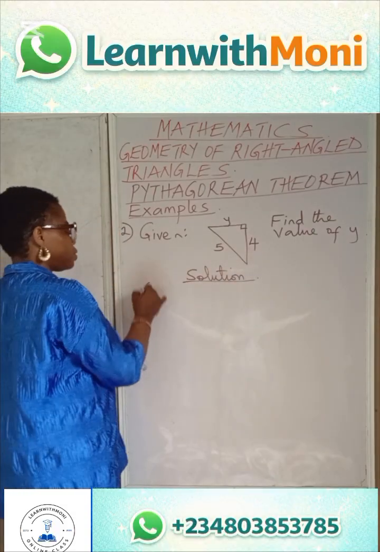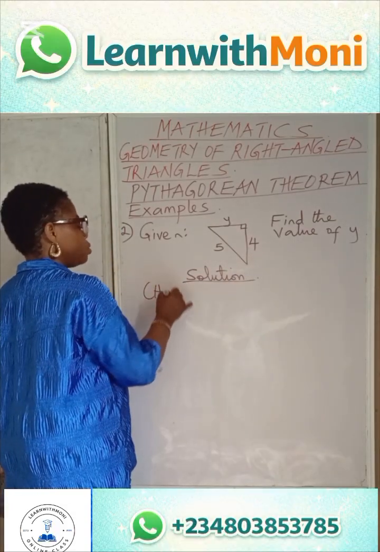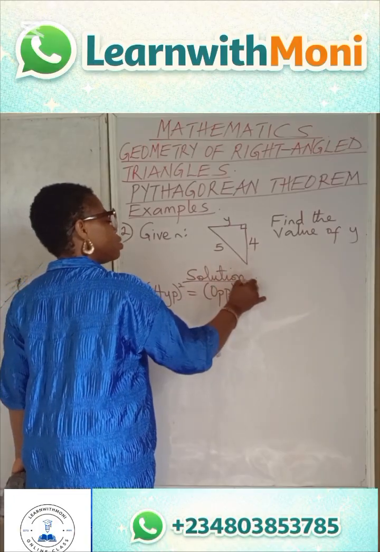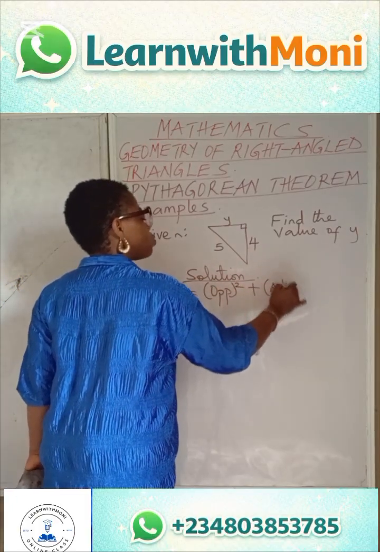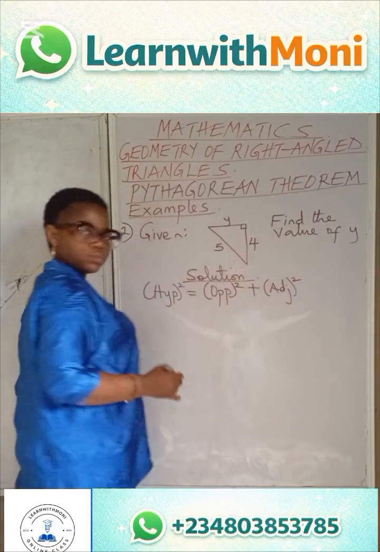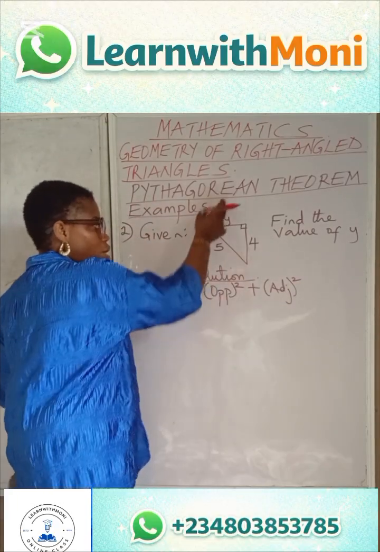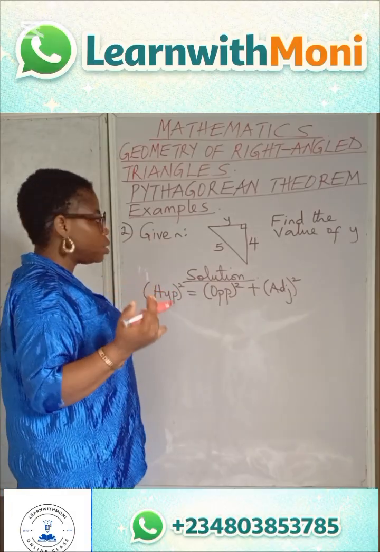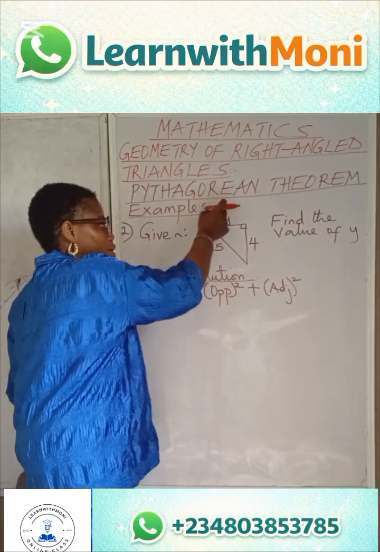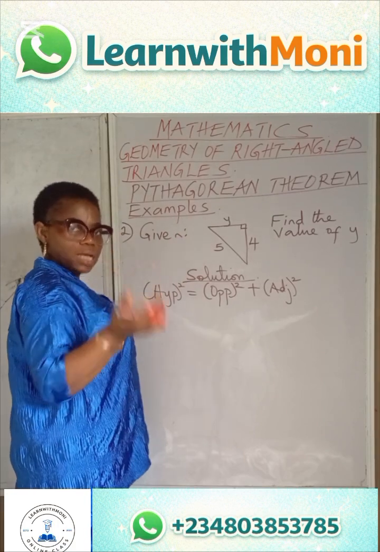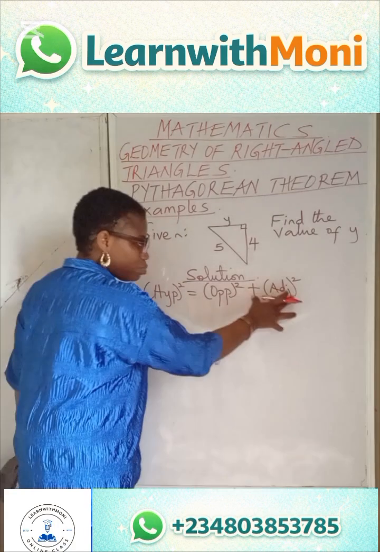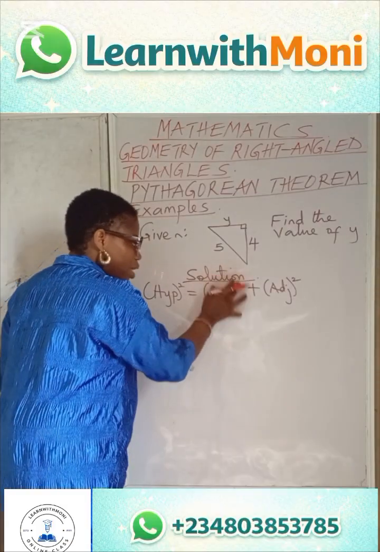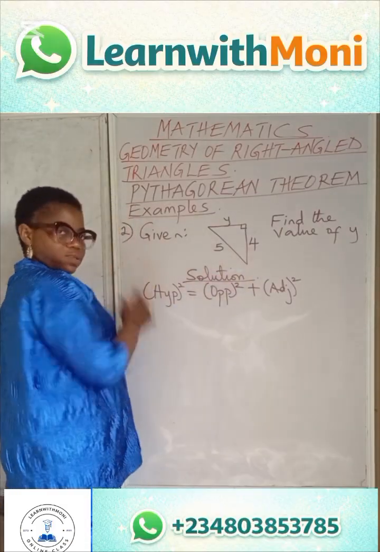Pythagorean theorem says that hypotenuse square equals to opposite square plus adjacent square. We can call our y opposite or adjacent depending on our choice. Right now, I want to take y as my adjacent. That means I want to solve for adjacent. Then I will take all of opposite square to the other side.